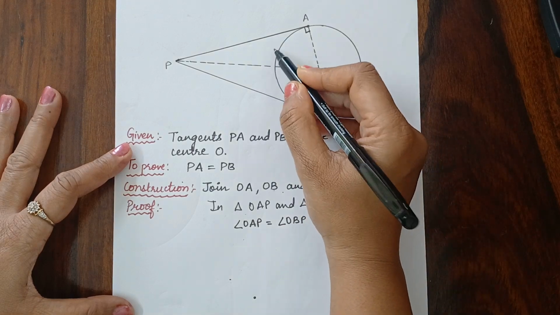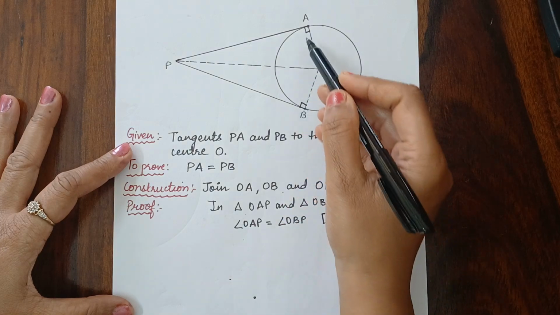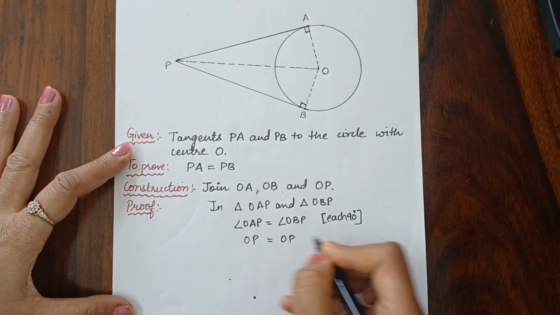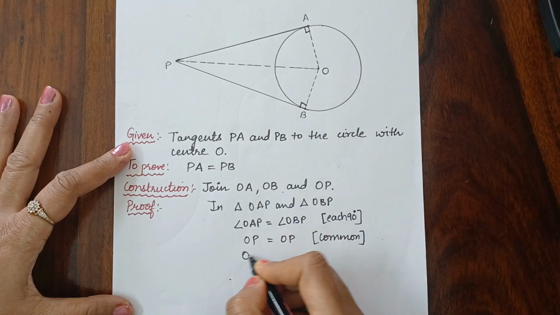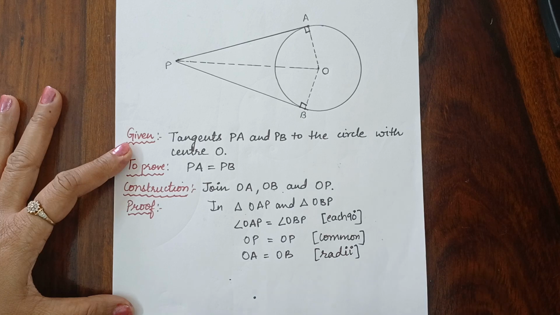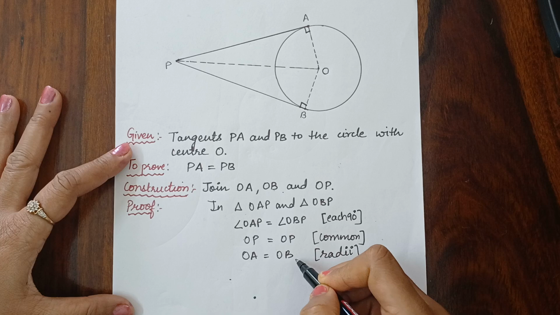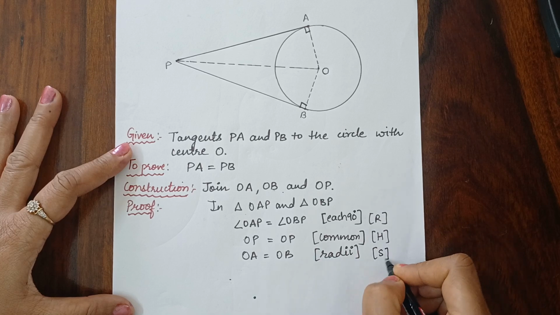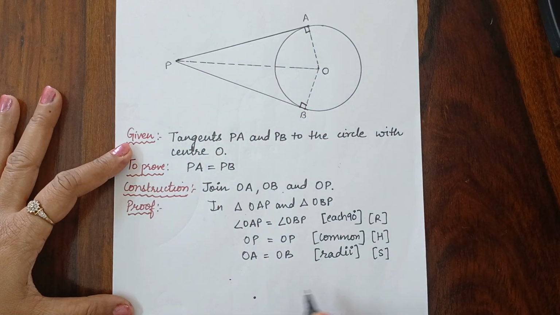Basically I need to prove that these two triangles are congruent. So the first thing which is equal is 90 degrees, and the next is OP is equal to OP. This is the common side, and then OA is equal to OB, radii, both are radius of the circle. Now you can see that right angle, hypotenuse and side. This is the right angle, this is hypotenuse and this is side. OP is the hypotenuse. Hypotenuse is the side opposite to the right angle.